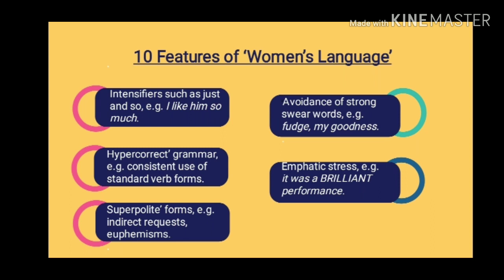Women tend to speak in italic. Speaking in italic means when you emphasize certain words, when you put stress on certain words to emphasize. For example here, Deva is very rich.